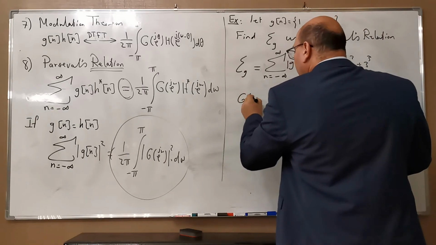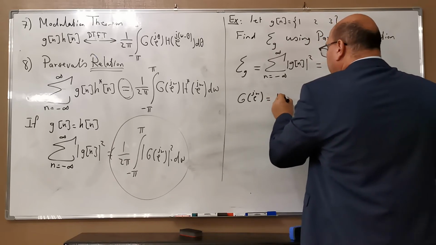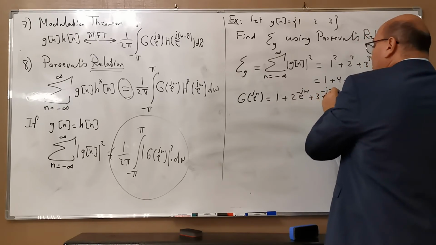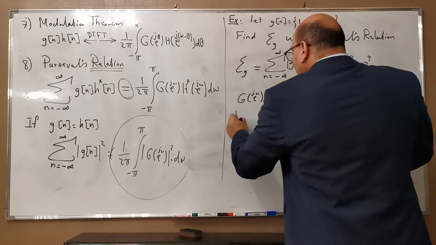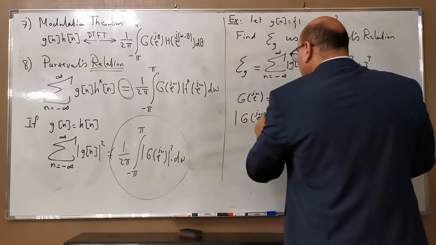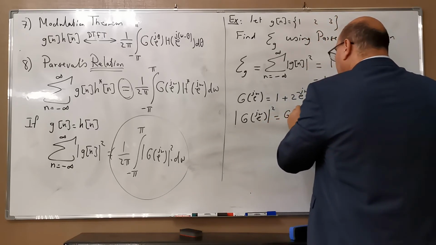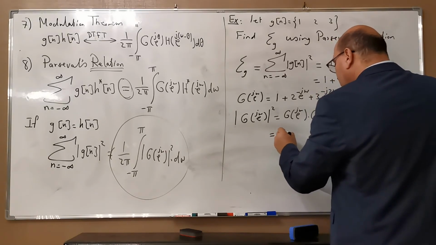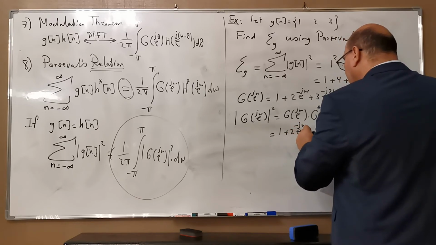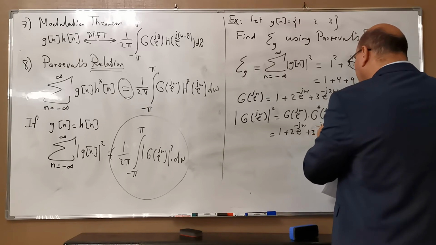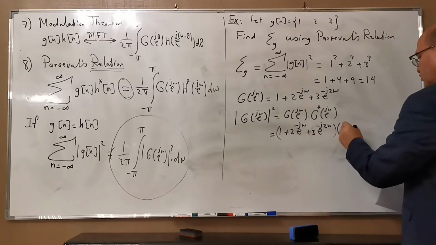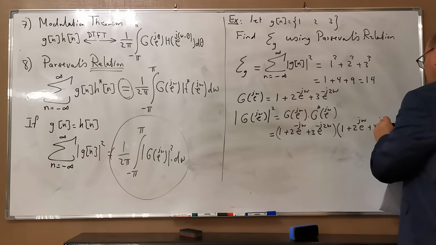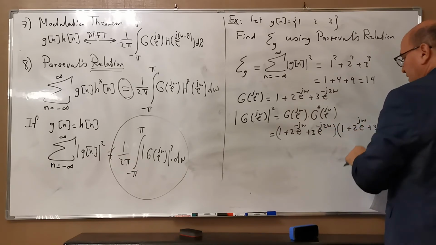So what is G of e to the j omega? It is equal to 1 plus 2e to the minus j omega plus 3e to the minus j 2 omega. What is the magnitude of G of e to the j omega squared? This is equal to G of e to the j omega times the complex conjugate of G of e to the j omega. This is equal to 1 plus 2e to the minus j omega plus 3e to the minus j 2 omega times the complex conjugate of this one, which is 1 plus 2e to the j omega plus 3e to the j 2 omega.